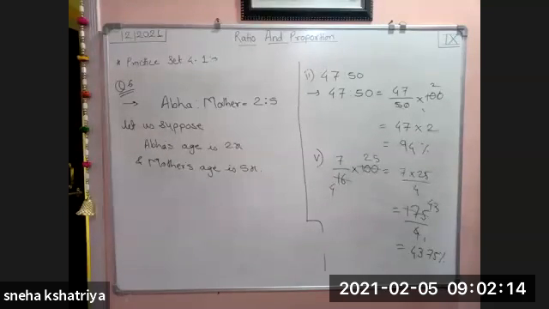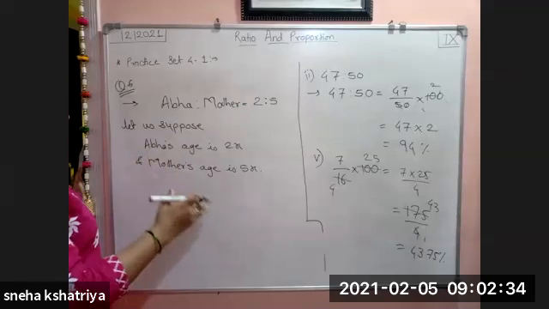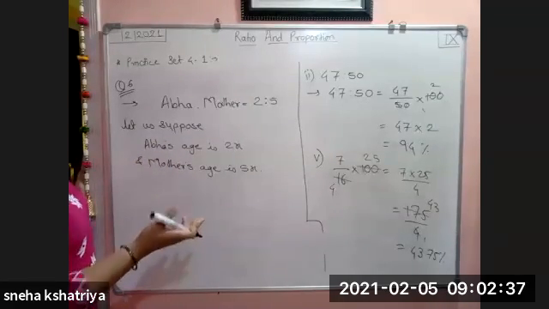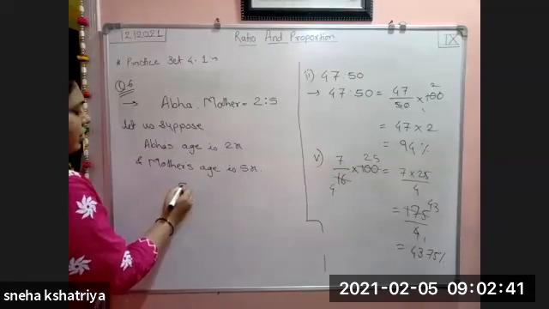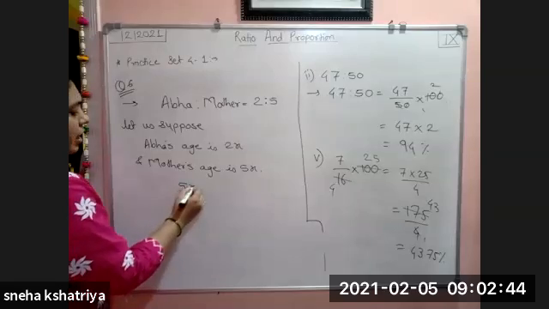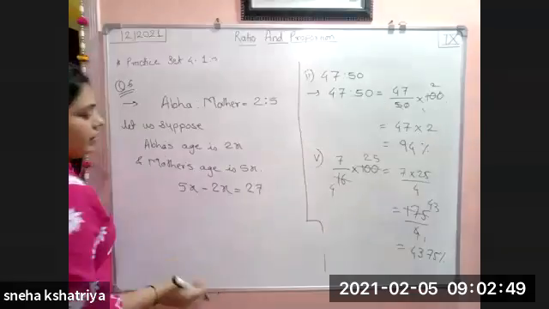What is the condition given to you? The condition is that at the birth of Abha, mother's age was 27. So you have to subtract Abha's age from mother's age. If you subtract Abha's age from mother's age, then you will get how much? 27. So what kind of equation do we get? 5x minus 2x is equal to 27.